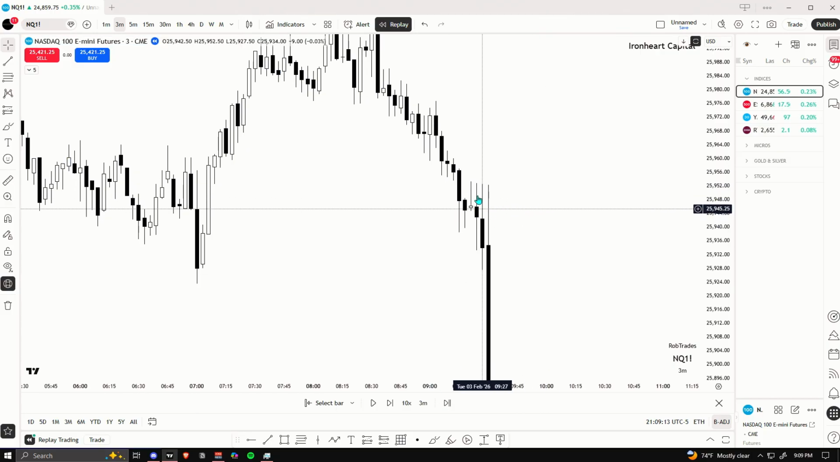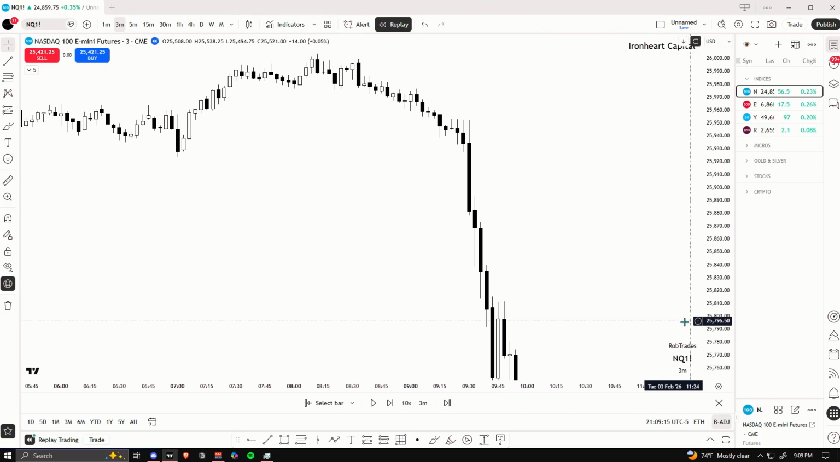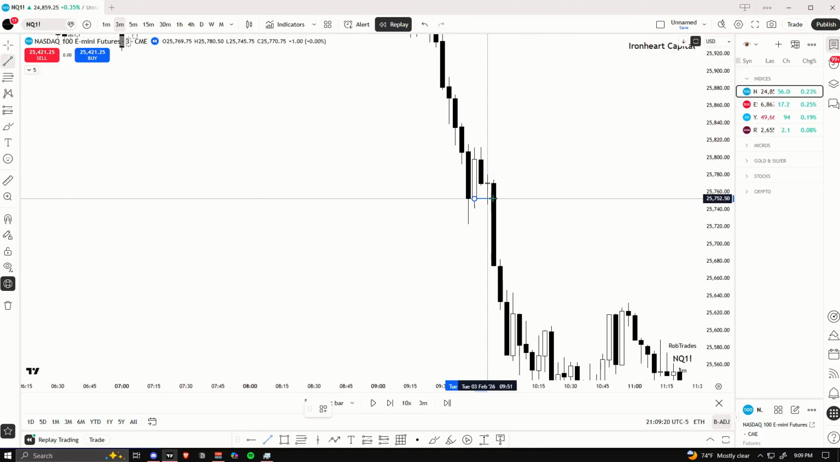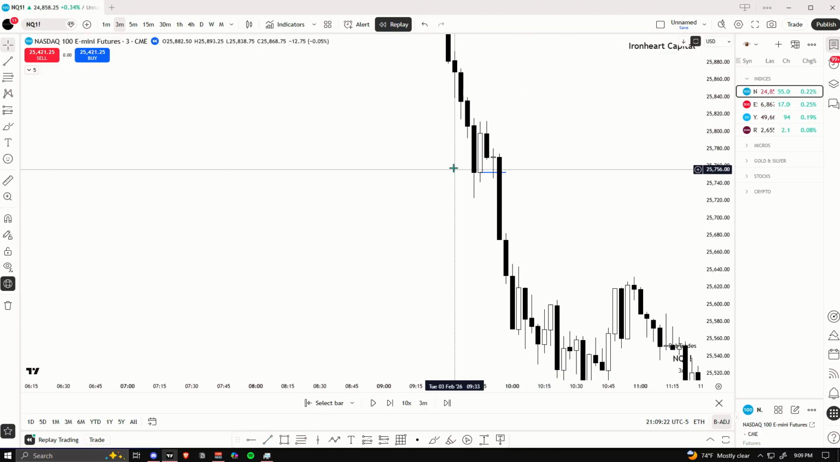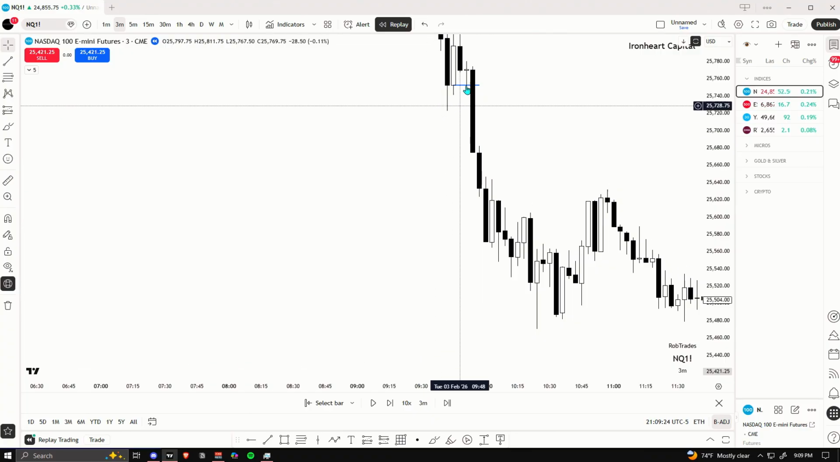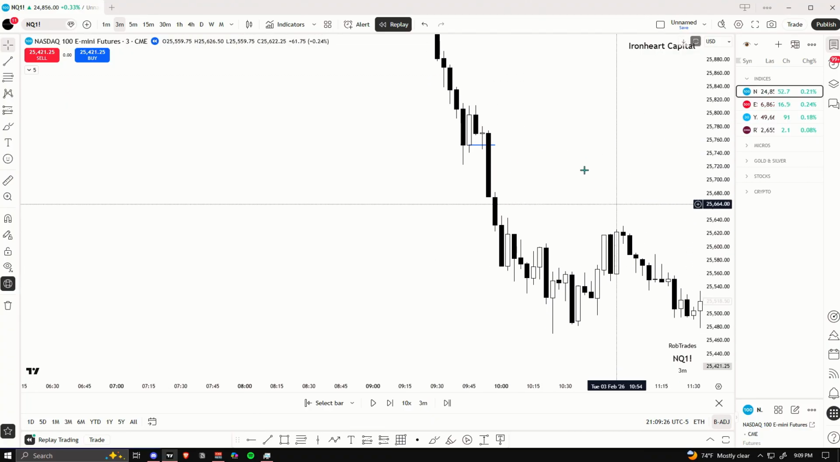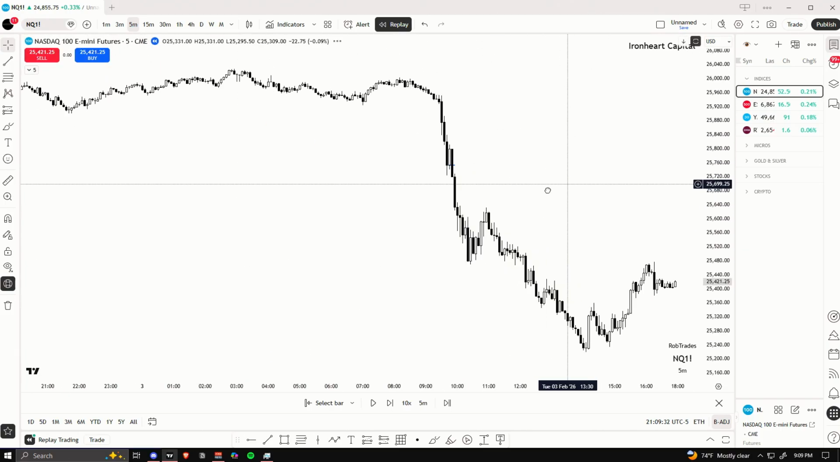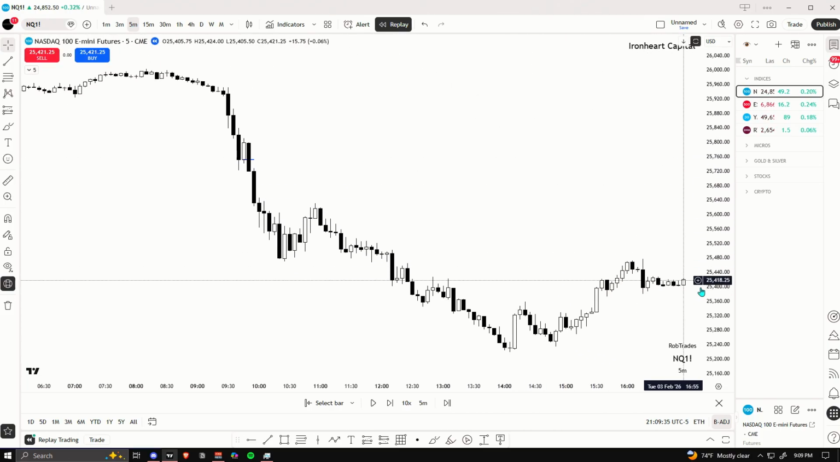I would never, but you could technically take that. This is what I would have taken if I'm looking for a continuation entry, which would have been here shortly after 9:30. Huge closure. You can wait, get in on a lower time frame. Just depends on your trading style. But getting on this closure or using the 5-minute all depends on your style of trading.